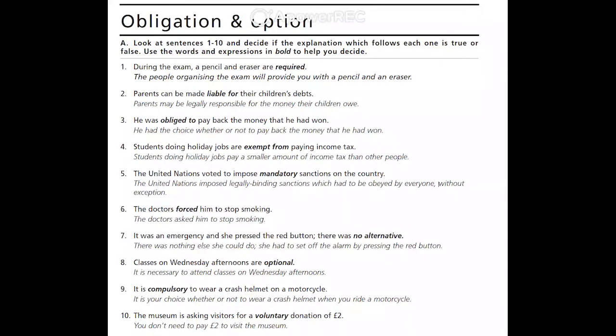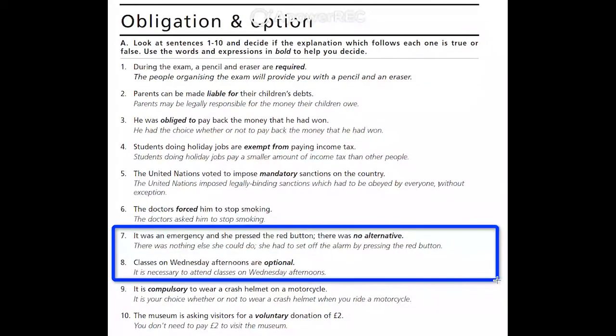Now we're going to be looking at sentence 7 and 8. Sentence 7 says, "It was an emergency and she pressed the red button. There was no alternative." Does that mean that there was nothing else she could do and she had to set off the alarm by pressing the red button? Right? And then number 8, classes on Wednesday afternoons are optional. Does that mean it is necessary to attend classes on Wednesday afternoons?